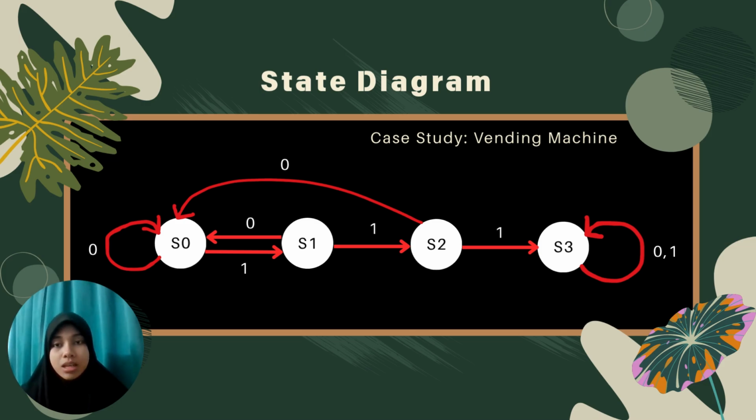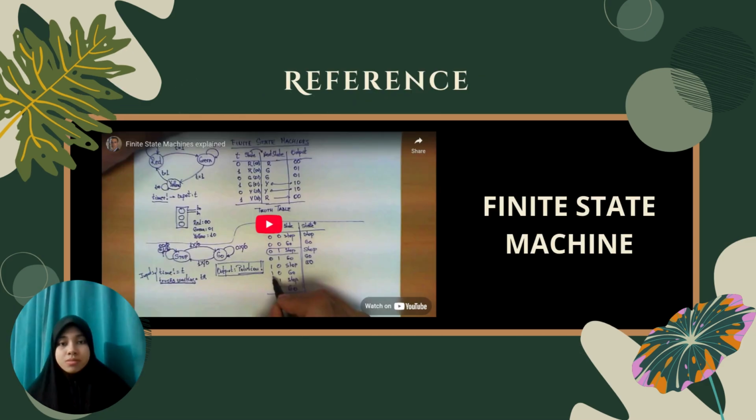From any state, if input is 0, we return to S0. Once in S3, the machine stays there until reset. This diagram is an easy way to understand how the system works step by step.